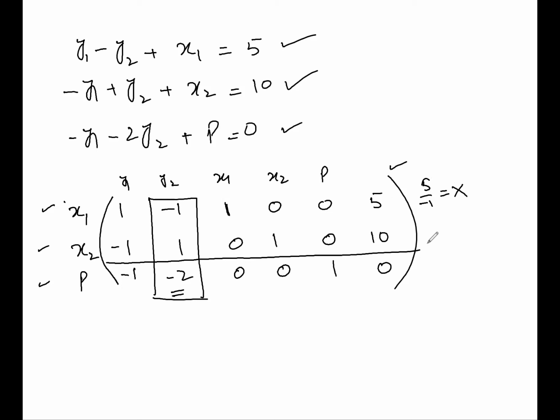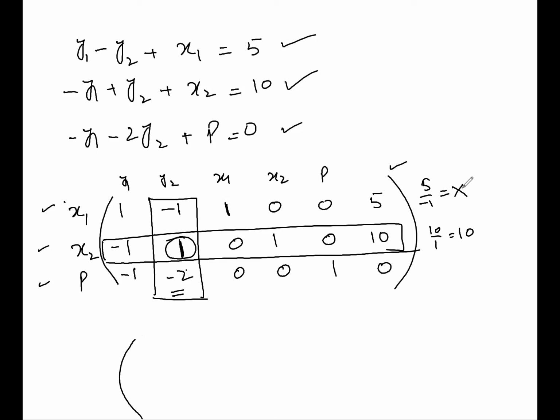The next is we divide 10 by 1. So this is the only positive number. So this is the smallest quotient. So this is our pivotal row, and this is our pivotal column. Now with the help of this one, we will make 0 above and below. Okay, so to do so, we apply the operations.